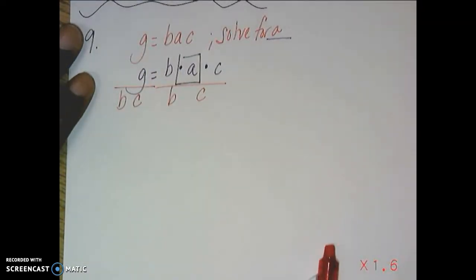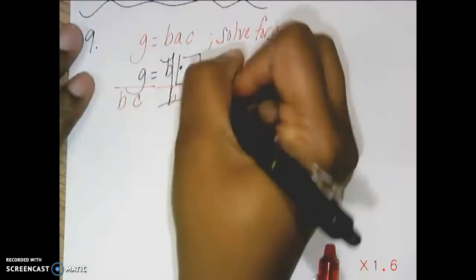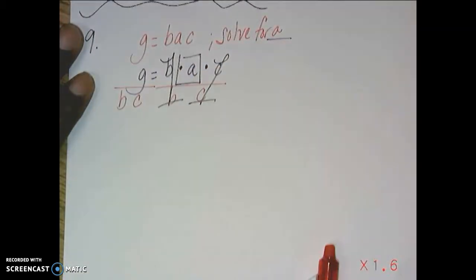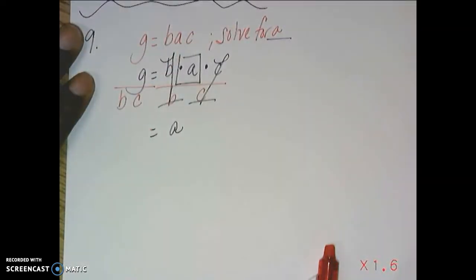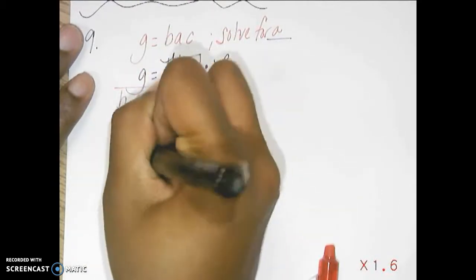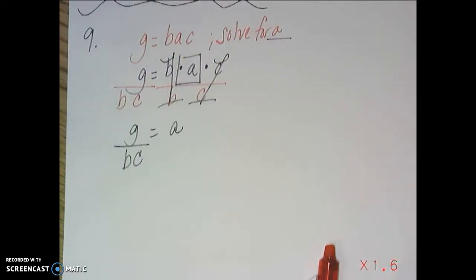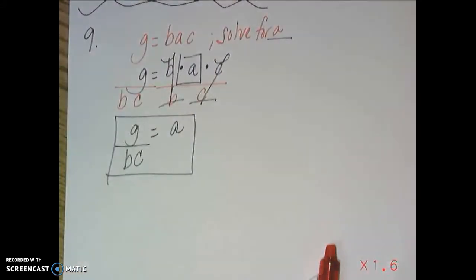So what happens is B divided by B, that's a 1. C divided by C is a 1. So on the right-hand side, I'm just left with A. And on the left-hand side, I have G divided by B times C, or just written as G divided by B over C. All right? Pause it if you need to. But that's your final answer. It's a literal equation. Your answer is going to have some variables in it, literally.